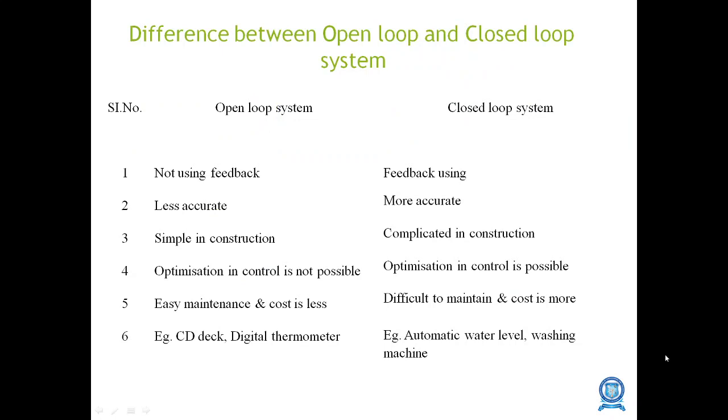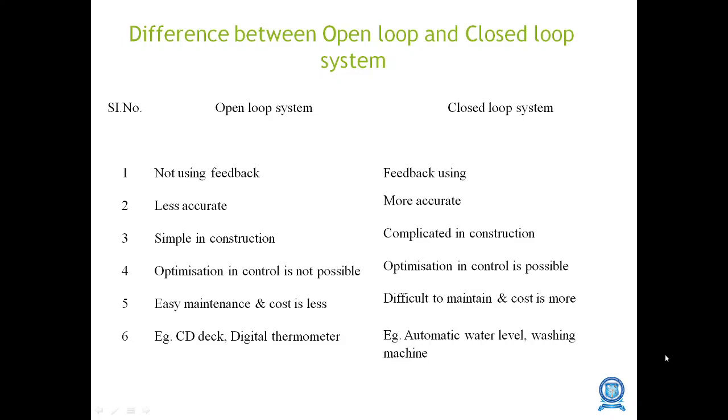Next we are going to see the difference between open loop and closed loop systems. An open loop system does not use feedback; a closed loop system uses feedback. Open loop system is less accurate and closed loop system is more accurate. Open loop system is simple in construction; closed loop system is complicated in construction. Optimization of control is not possible in an open loop system, but it is possible in a closed loop system. Maintenance is easy and cost is less in an open loop system. It is difficult to maintain and cost is more in a closed loop system.